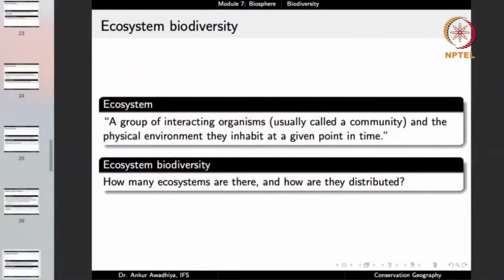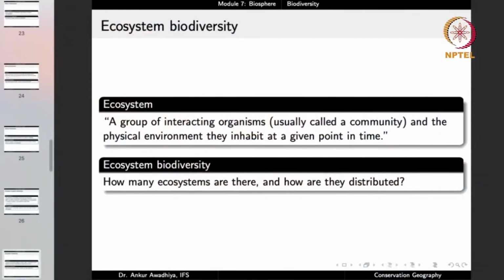Now, when we talk about ecosystem biodiversity, we are asking the question, how many ecosystems are there, and how are they distributed? That is, in your forest, do you only have woodlands, or do you also have grasslands, or rivers, or ponds, and so on? How many types of ecosystems do you have? What is the number of ecosystems that you have? Plus, how are they distributed?